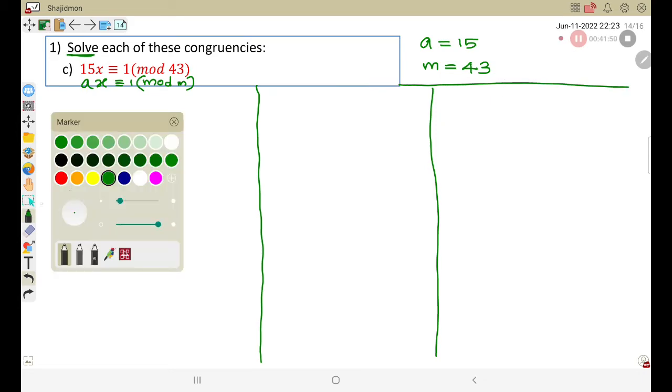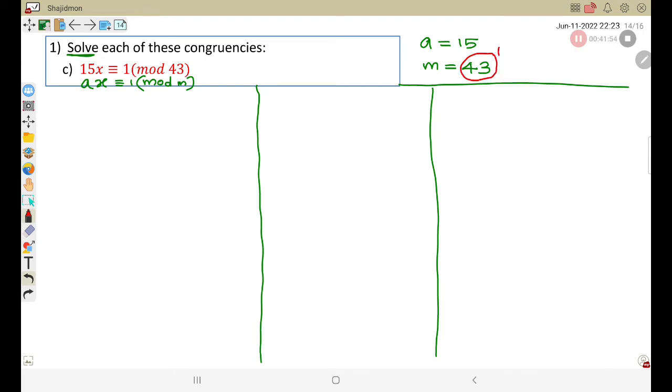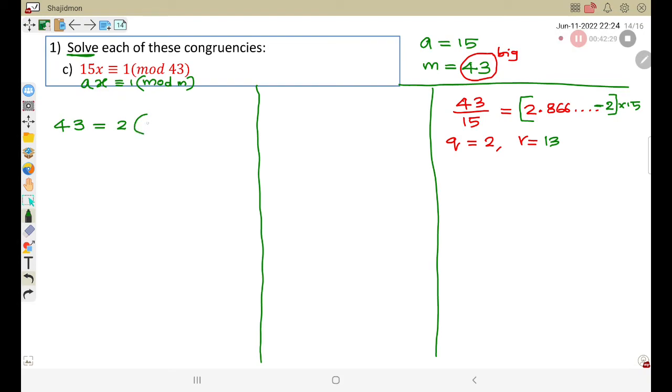So 15 and 43, out of these 43 is the bigger number. So 43 divided by 15, bigger number divided by the smaller number, you will get 2.866 like this. So quotient equals 2. The remainder we need to calculate. What we do, the opposite of the quotient, this number, is -2, multiply by the divisor 15. So the remainder is 13. So first step, 43 equals quotient 2, divisor 15, plus remainder 13.